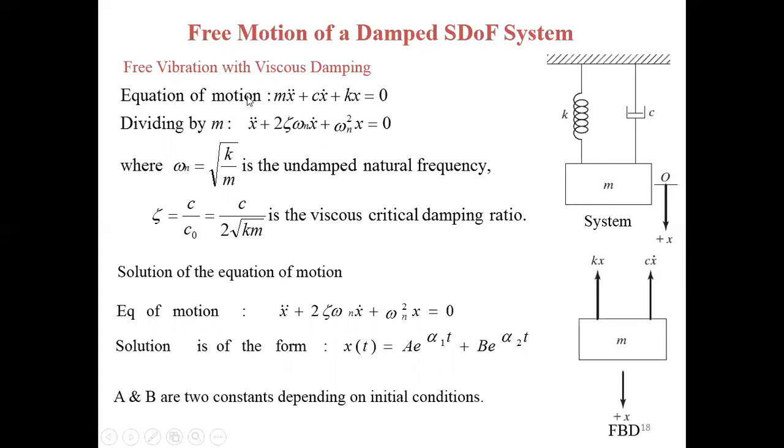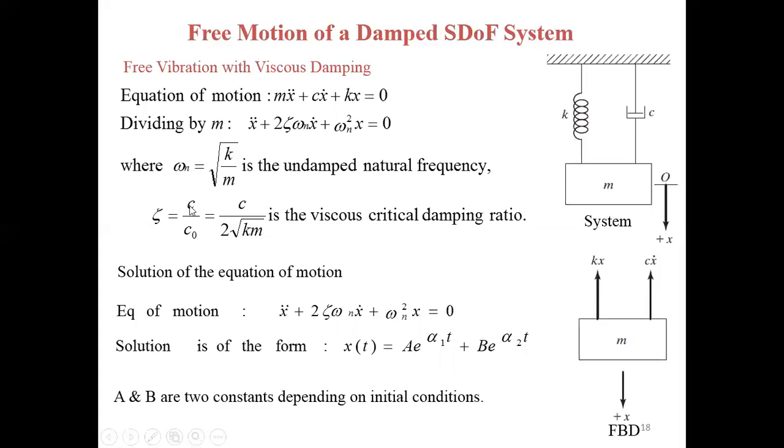If we divide this equation by m, we get x double dot plus 2 zeta omega n x dot plus omega n square x is equal to 0. First, how is omega n square here? Because omega n is equal to under root k by m, and if we divide by m, we get k by m, so k by m is omega n square. And with the help of the equation of zeta, we get c by m is equal to 2 zeta omega n.